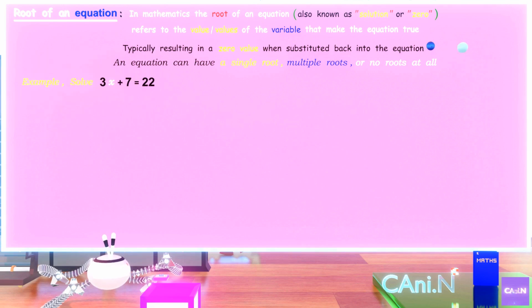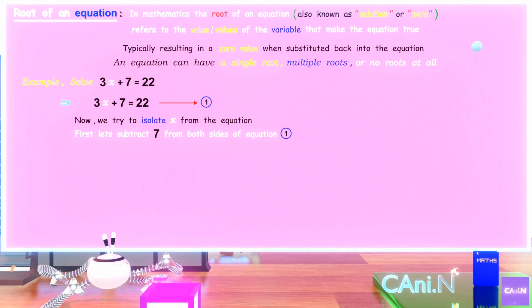Example, solve 3x + 7 = 22. Let's call 3x + 7 = 22 equation 1. Now, we try to isolate x from the equation. First, let's subtract 7 from both sides of equation 1. 3x + 7 - 7 = 22 - 7. We get 3x = 15. Let's call this equation 2.